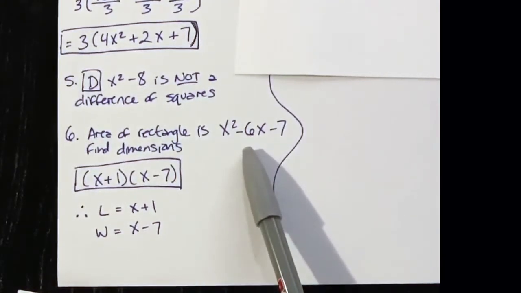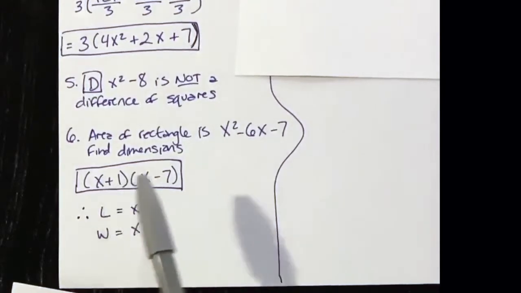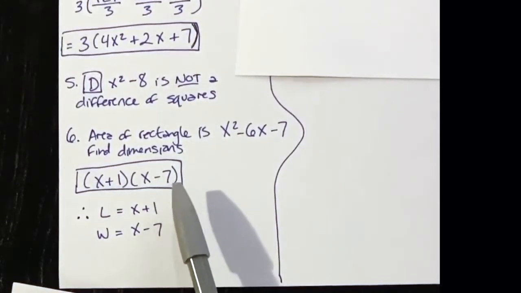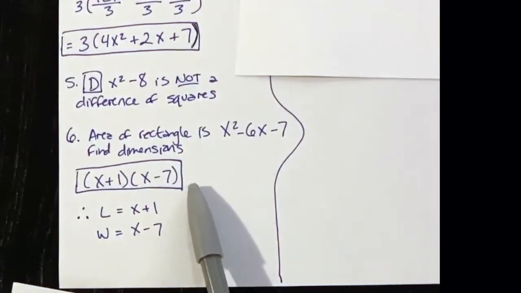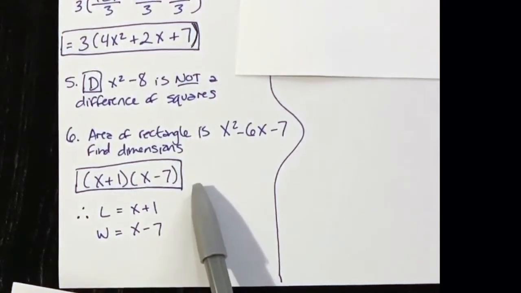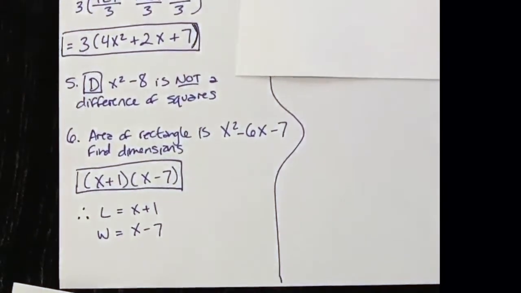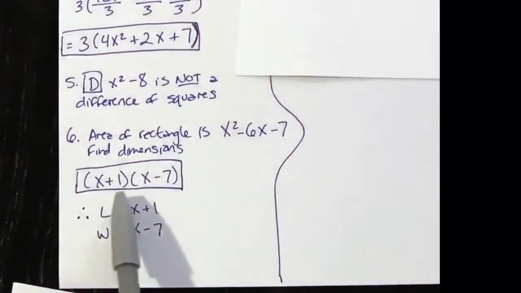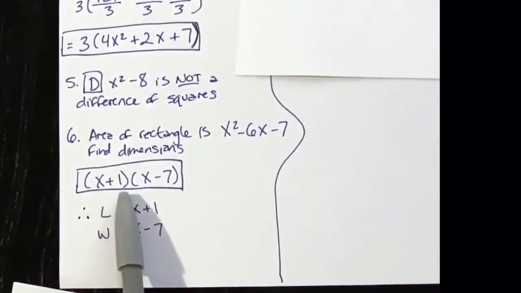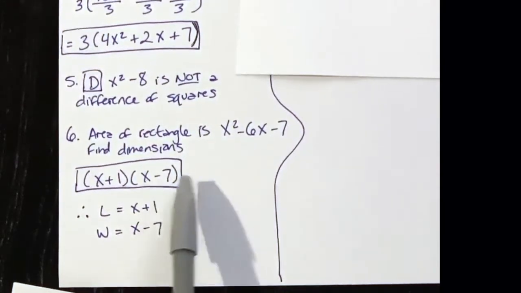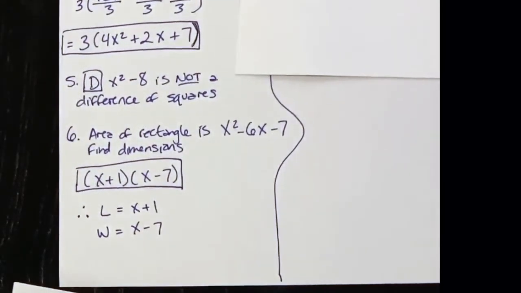So what are those two numbers? +1 and -7. Because 1 times -7 is -7, and 1 plus -7 is -6. So those are our two numbers. So when we write it as factored, we have x plus 1, so one of the numbers, and x minus 7, the other number. So we had a +1 and a -7.